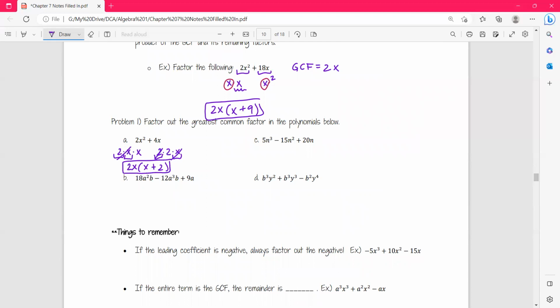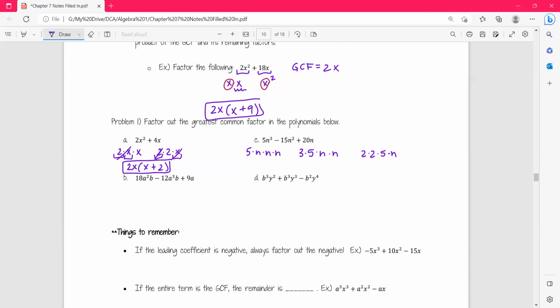Let's look at B. If I look at each of these terms individually, let's write out, actually let's do C. Okay, so I'm going to have 5n times n times n. For 15, I'm going to have 3 times 5 times n times n. For 20, I'm going to have 2 times 2 times 5, right? Because 4 times 5 is 20. So then I'm going to have times n.